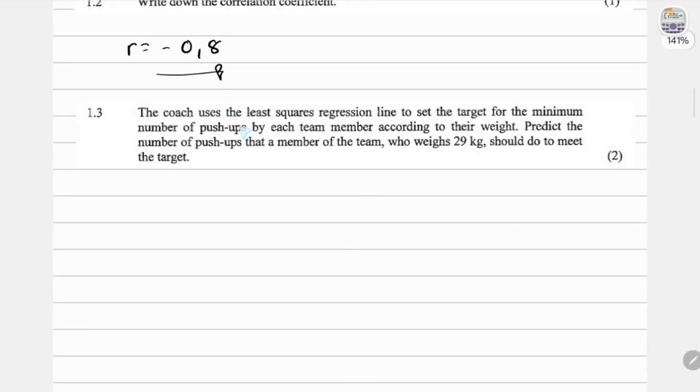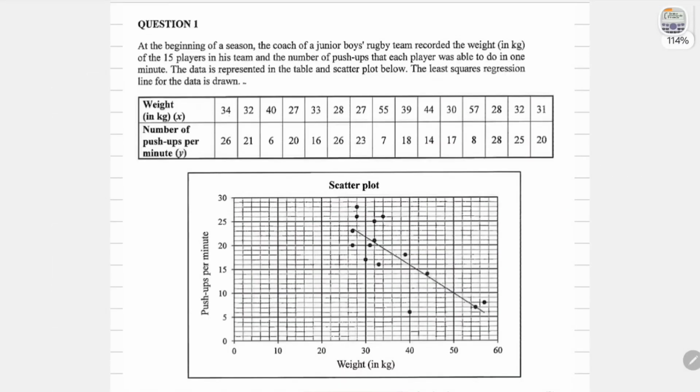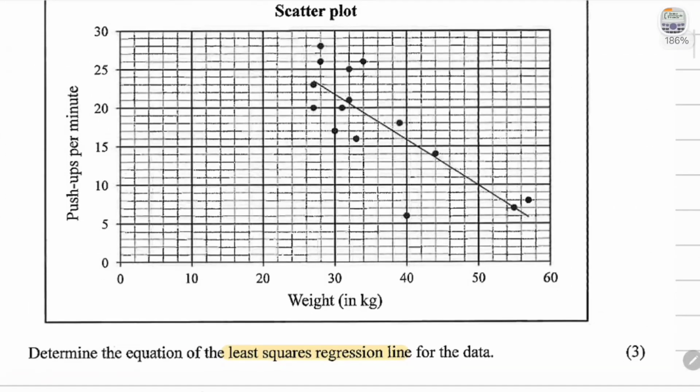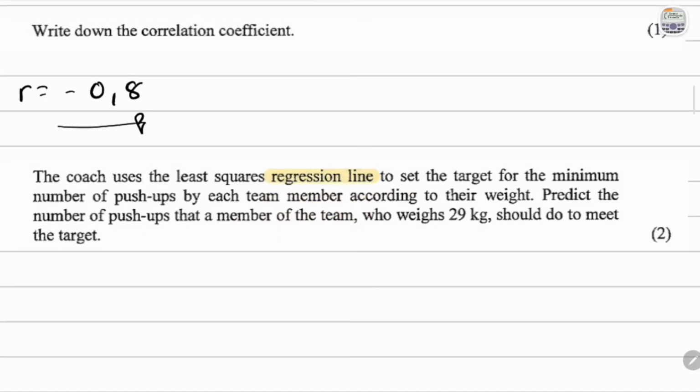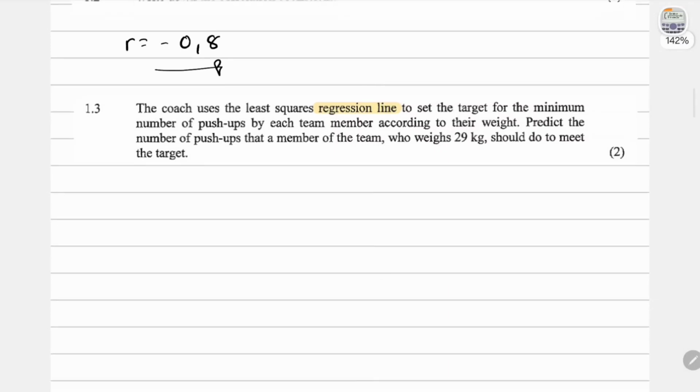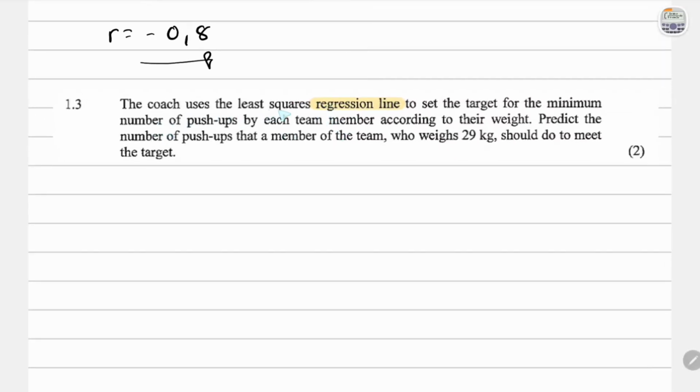Question 1.3 says, the coach uses the least squares regression line to set the target for the minimum number of push-ups by each team member. So the least squares regression line is now what everybody has to meet depending on their weight, as you can see. That would really mean somebody, for example, who weighs 30 kgs should be able to do this amount of push-ups, which if you go to the left, looking at that over there, is about 22 push-ups. So that's really what they're saying. We already have the equation of the least squares regression line, so that will help us here. The coach is using the least squares regression line to set the target for the minimum number of push-ups by each team member according to their weight.